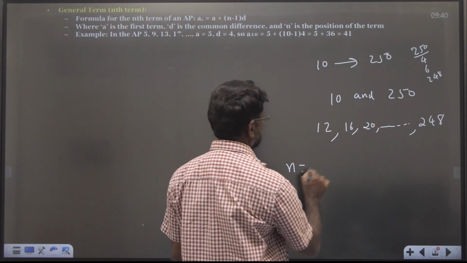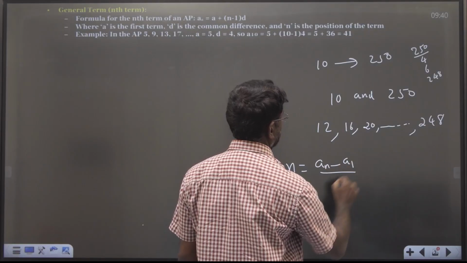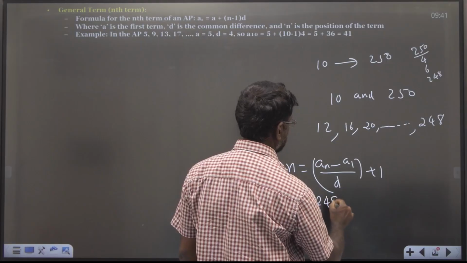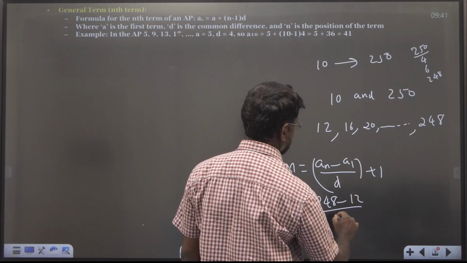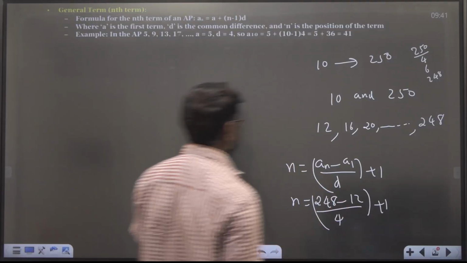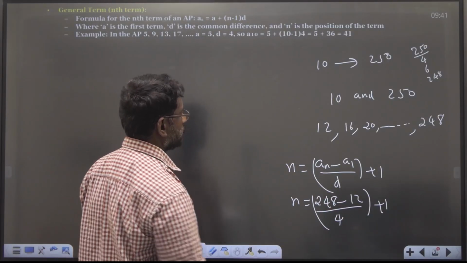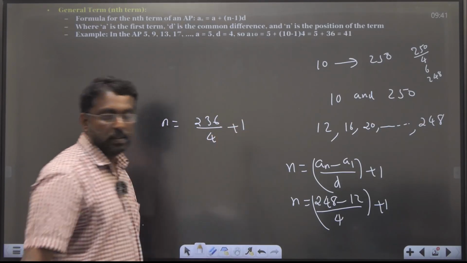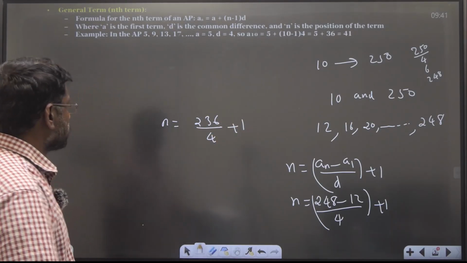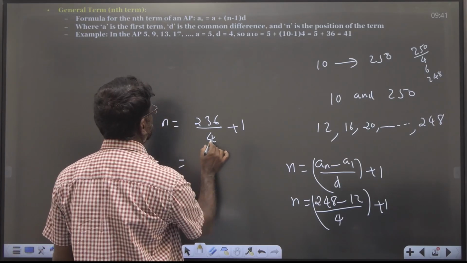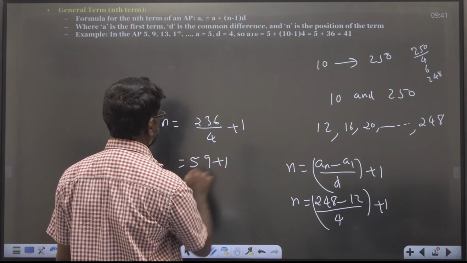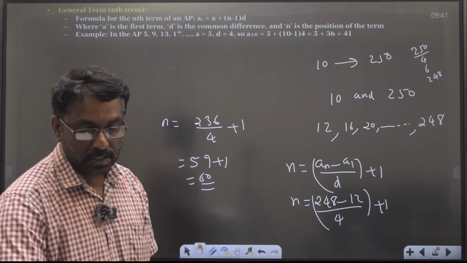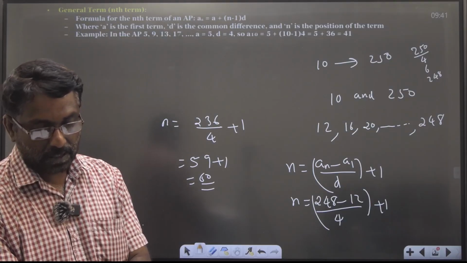Again use the formula n is equal to (an minus a1) by d plus 1. What is the last number? 248 minus the first number 12, and d is 4, plus 1. Therefore n is equal to 236 by 4 plus 1. That is 59 plus 1, which is 60. So n is equal to 60. 60 is the answer.